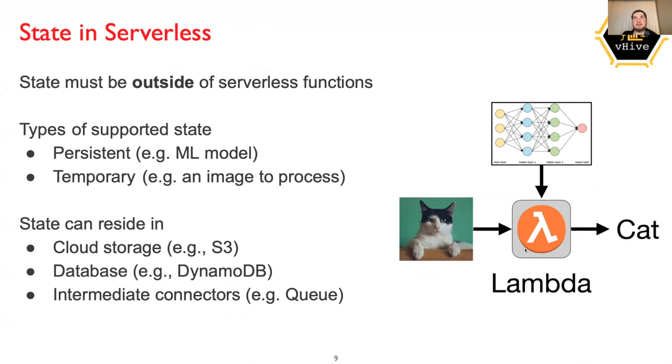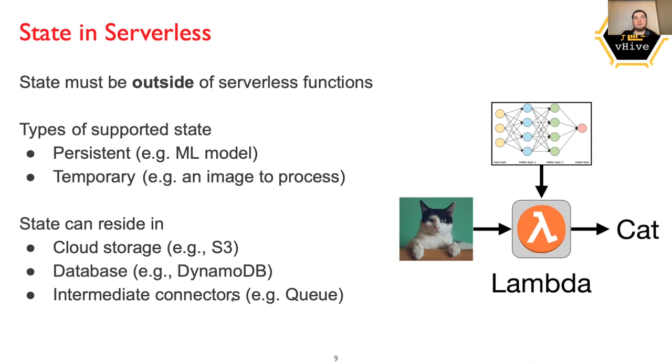Let's say we have a Lambda which does machine learning predictions. For that, we have a model, but we also have an input image on which we want to run the model, and it would make a prediction that there is a cat on the image. In this case, the model is a more persistent state because we always load it within Lambda, but it's the same model every time for every event. And we have a temporary one, which is basically the new image which we get as part of the incoming request. This state can reside in different places. It could be part of cloud storage, for example S3, part of a database, for example DynamoDB, or it could reside in intermediate connectors, for example a queue.